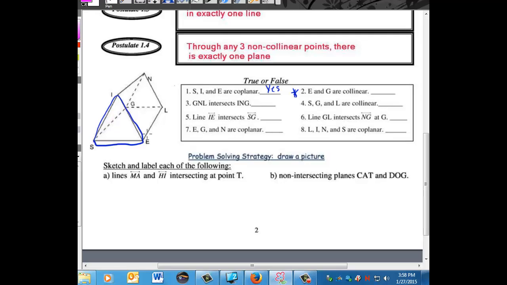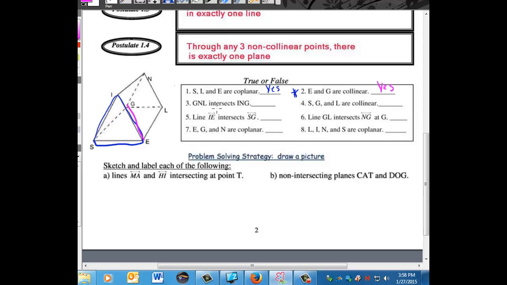Well, as it sits, I don't see a line that will connect E and G. So let's draw in our own line. So here comes line EG, and then there. So there's line EG. And so this is actually going to be a yes because through any 2 points, there exists one line. So even though you don't see the line, you can draw on your own line, just like we can draw on our own plane.